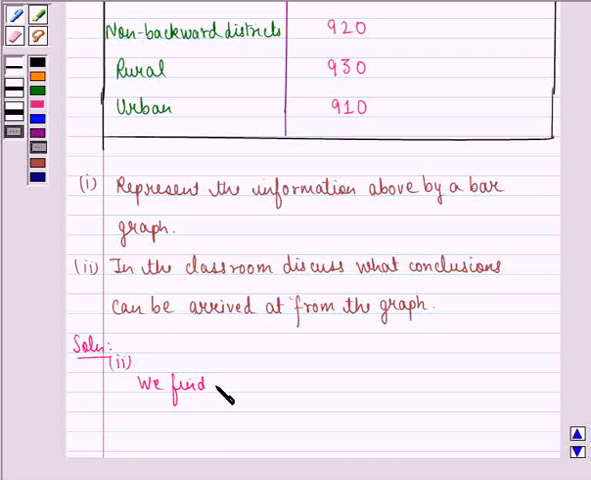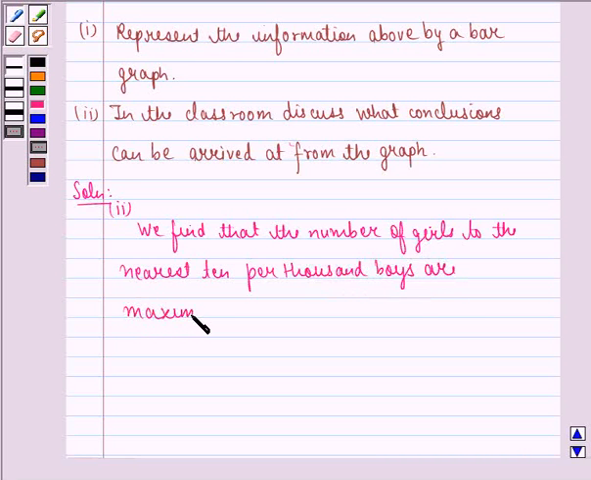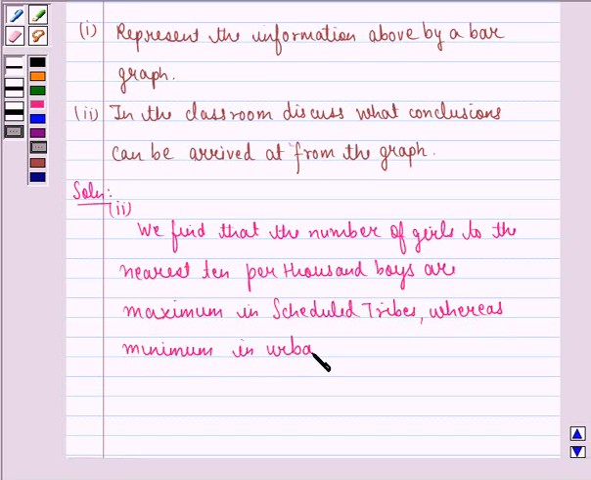We find that the number of girls to the nearest 10 per 1000 boys are maximum in scheduled tribes, whereas minimum in urban. So this is our answer to the question.